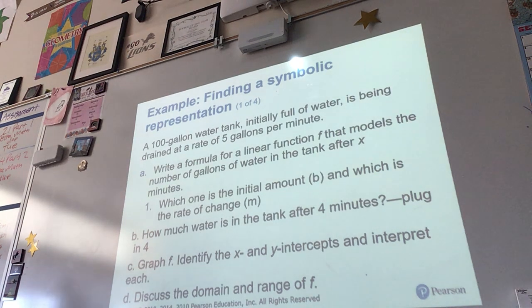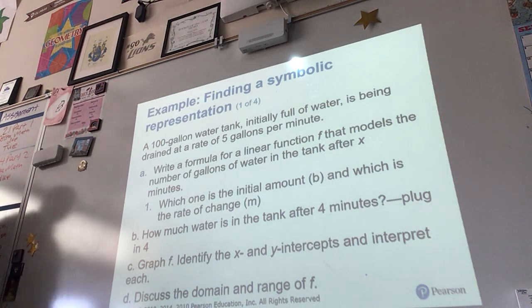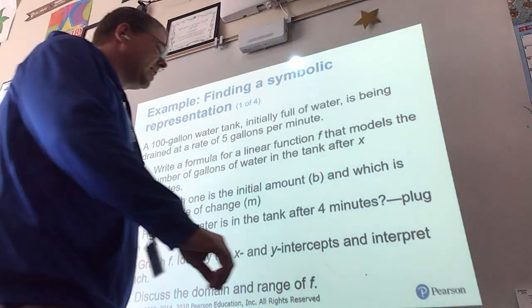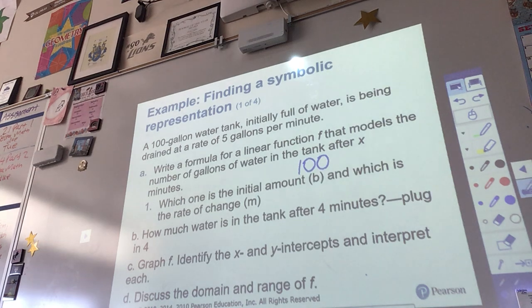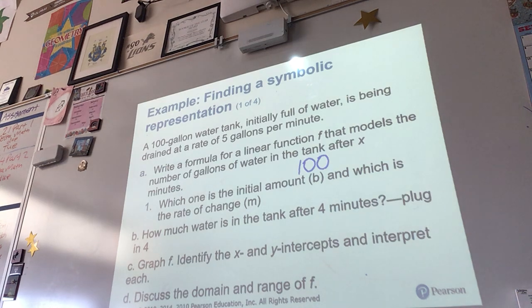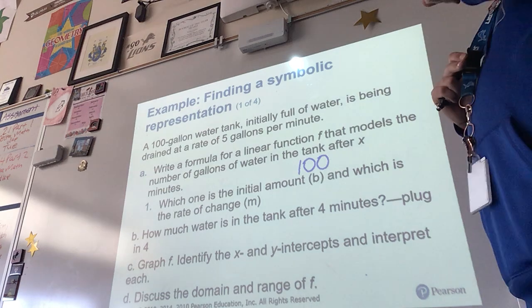So, what is my tank starting with? How much water do I have in my tank to start? 100. So 100 is my y-intercept. And what is my rate of change? How much is my water changing every minute? 5. And is it going up or is it going down? Down. So 5 is going to be negative.